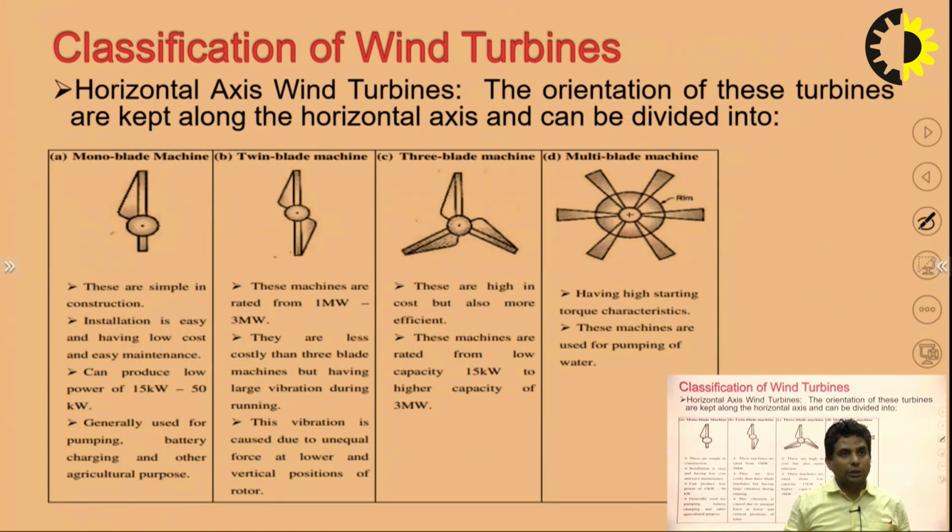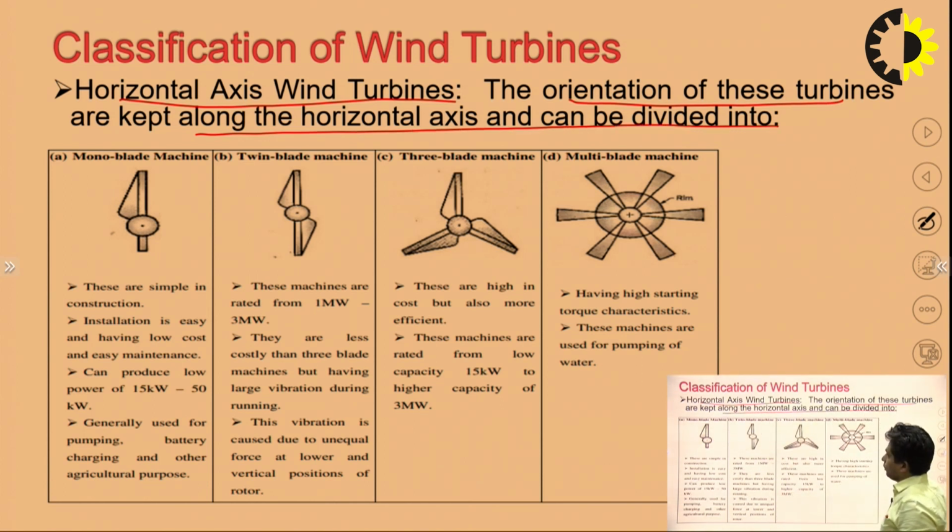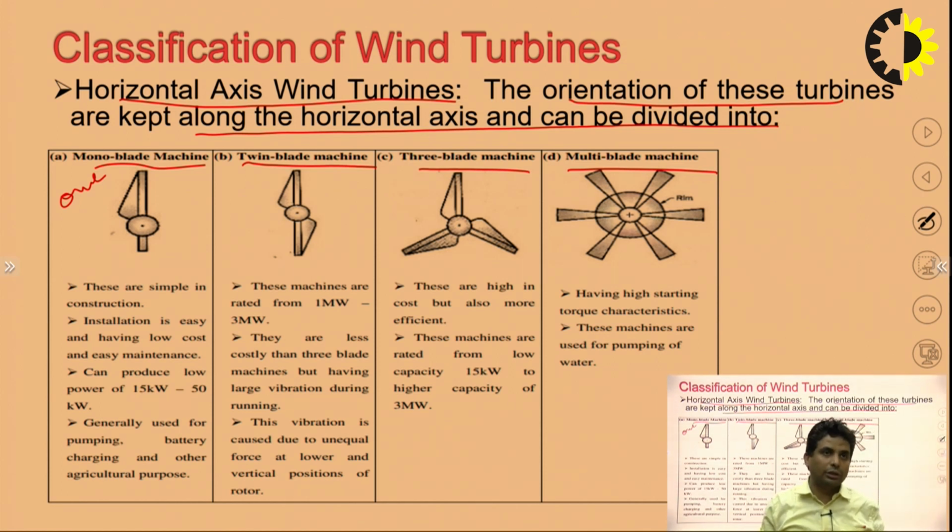Then after the horizontal and the vertical axis turbines, we can further classify the horizontal axis wind turbines like this. The orientation of these turbines is kept along the horizontal axis and can be divided into a monoblade, that means a single blade you can utilize, twin blade, three blades, and multi-blade machines. So these are multiple options available for the energy production for horizontal axis wind turbines. You can use single, double, triple, or multi-blade options.